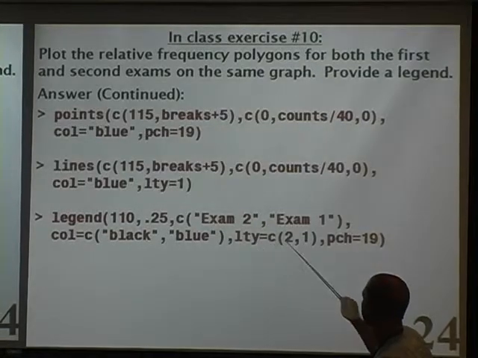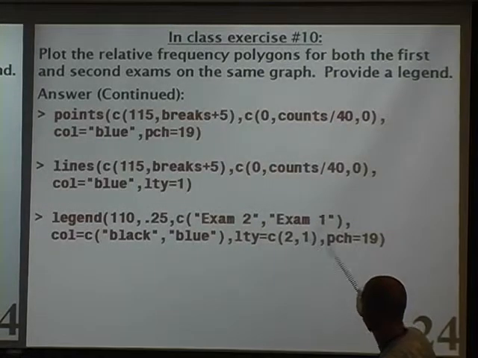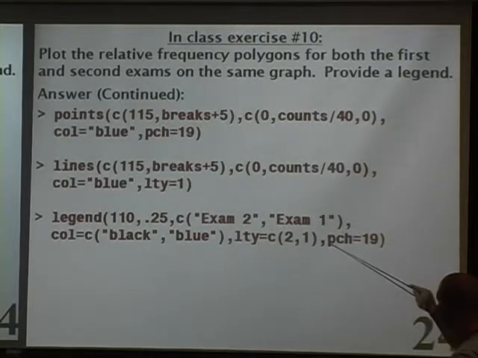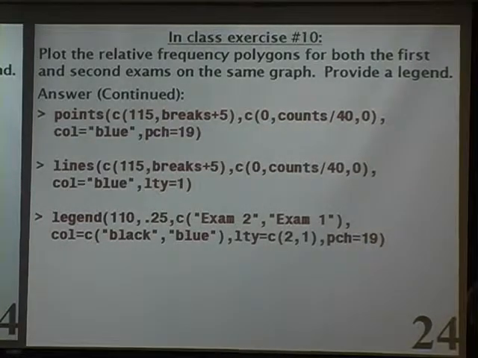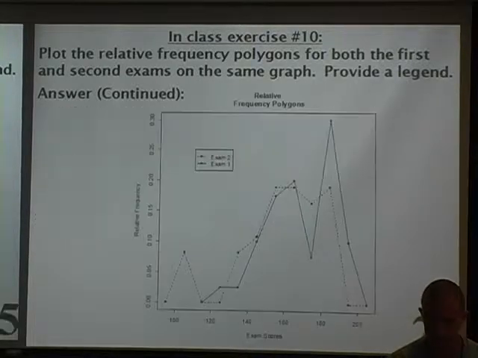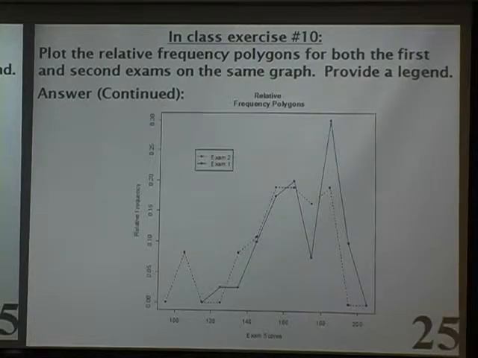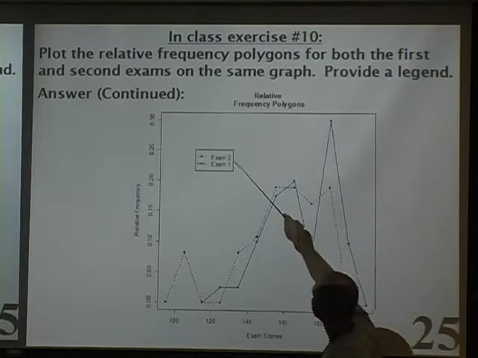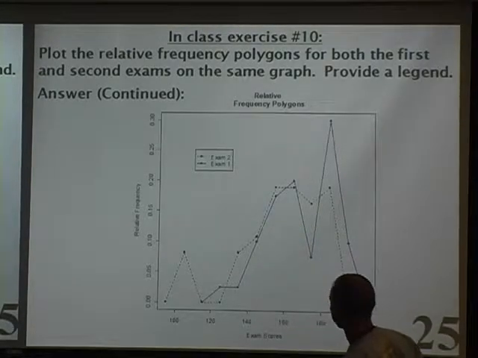The line type: exam 2 I used a dotted line, exam 1 I used a solid line. And for both of them I used the plotting character equal to 19. So instead of giving it a vector of 19, 19, I just say 19 and it'll make them all 19. But you could make that a vector if you wanted to use different types of dots for the two different types of lines. And so then here you see the final product, and there's your little legend, which looks better here on my higher resolution.